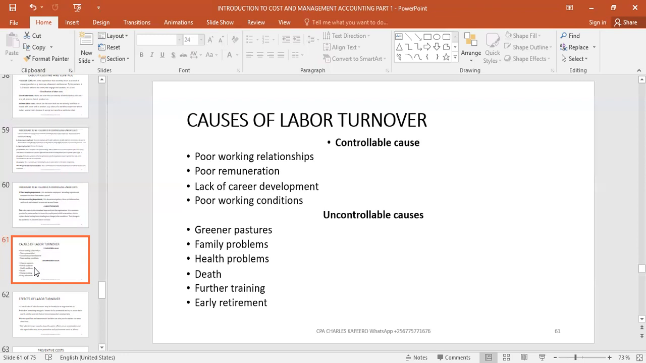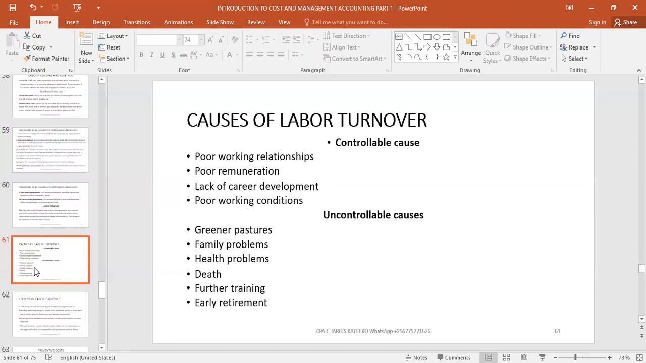The fifth one, we can talk about early retirement. This early retirement makes people leave the employment even when they are not supposed to leave. Because when the person applies for an early retirement, you expect that the person is going to leave the job before even the retirement period.